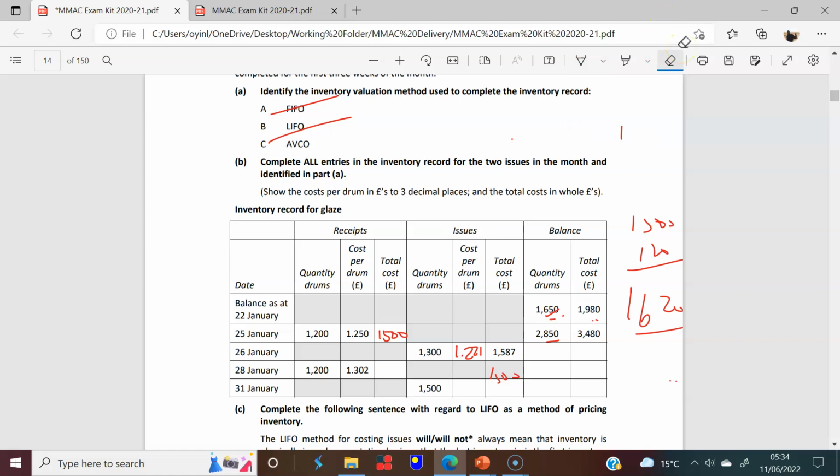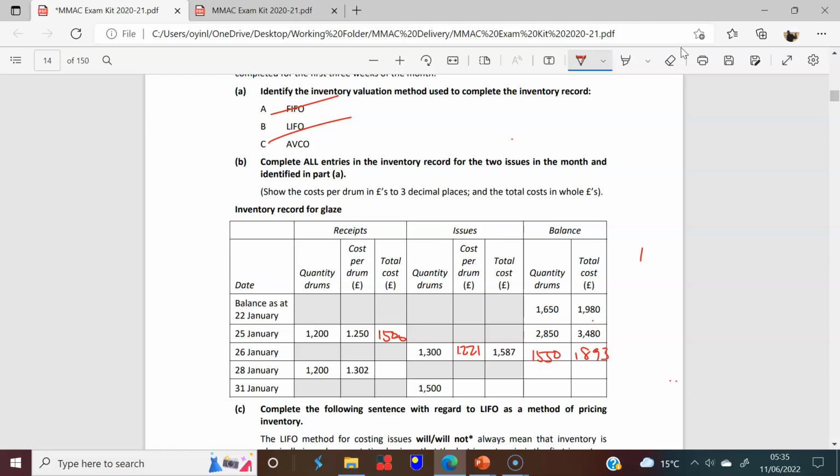Let's complete the story. 1.221 times 1,300, so now I know that I've taken out 1,300. So I have left 2,850 minus the 1,300, which is 1,550 units left, with a value of 3,480 minus 1,587, which is 1,893.